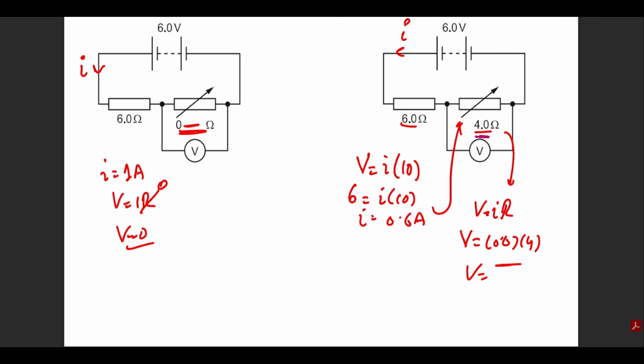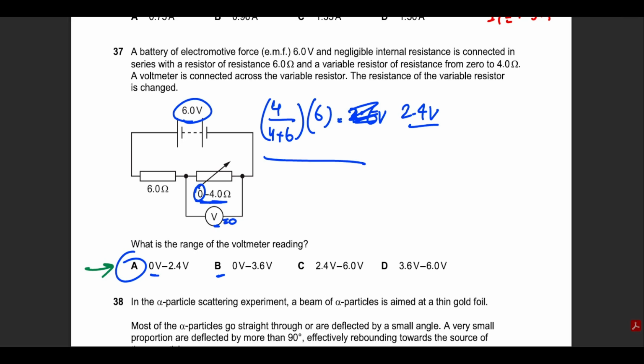So you can do this with the current method, or you can do this with the potential divider method. I would suggest doing it with this. It saves time and it is more conceptual than that.